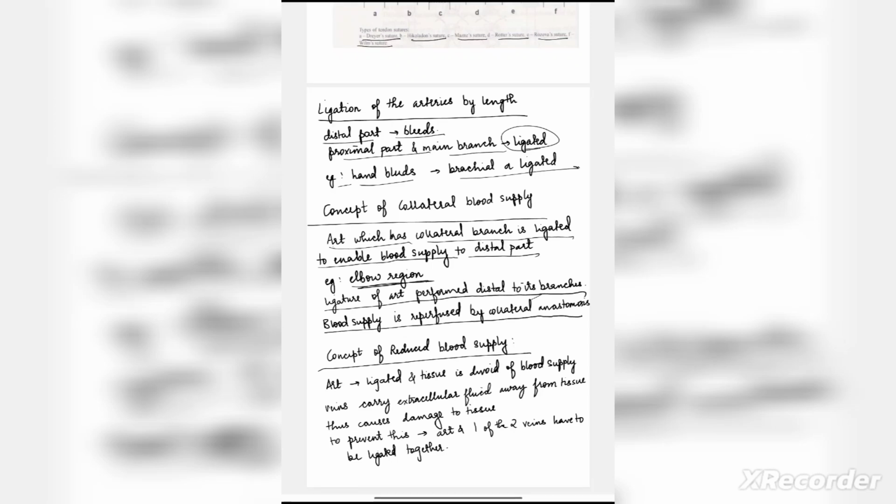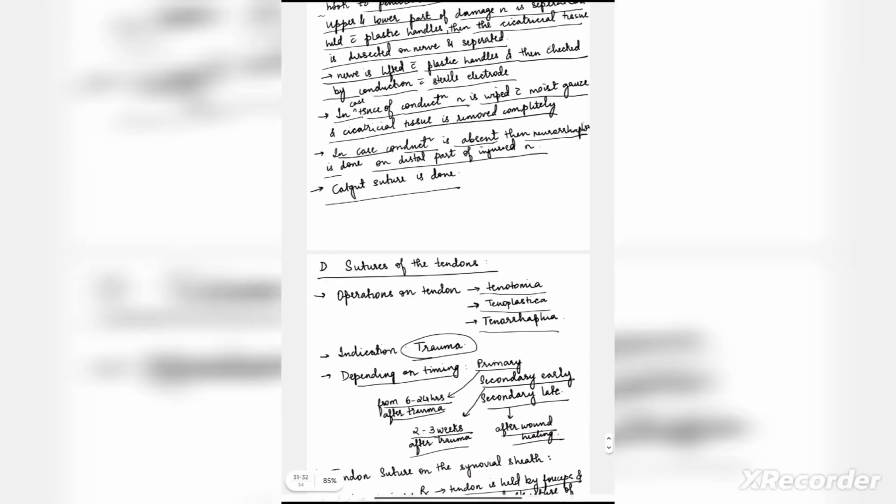Concept of reduced blood supply. Artery is ligated and tissue is devoid of blood supply. Then veins carry extracellular fluid away from the tissue, thus causes damage to the tissue. To prevent this, artery and one of the two veins have to be ligated together. Okay, now till here were all the operations which were remaining of the upper extremity.